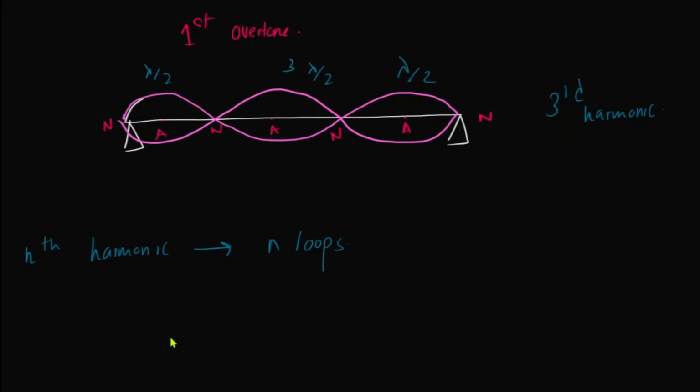Therefore, if we consider the total length of the string as L, it will be equal to n times lambda over 2. For example, the third harmonic will have total length equal to 3 times lambda over 2. So the nth harmonic contains n loops, which means n times lambda over 2. Therefore, lambda is equal to 2L over n.